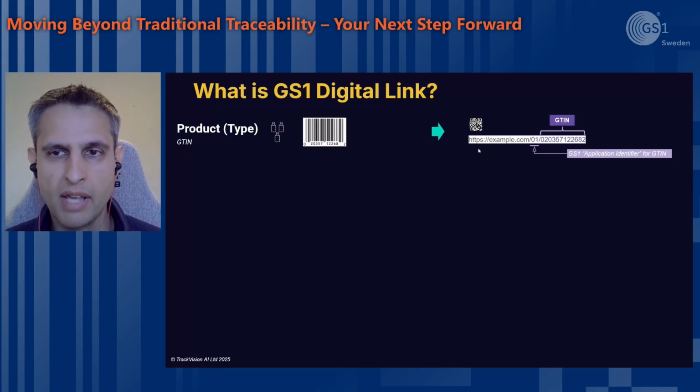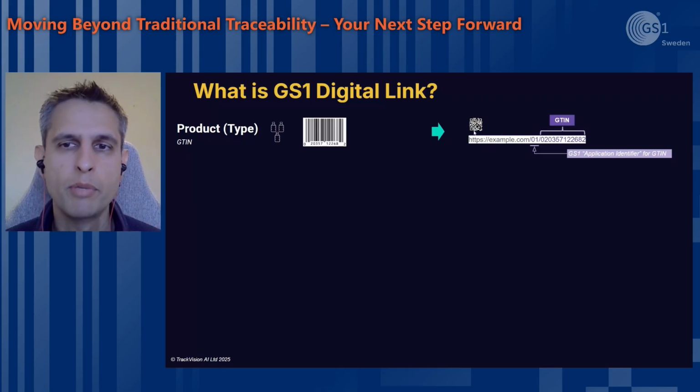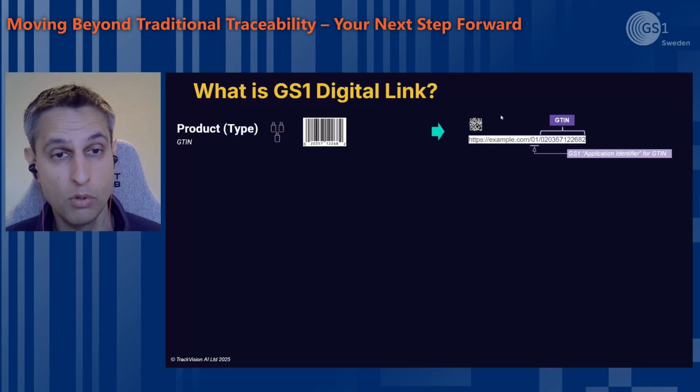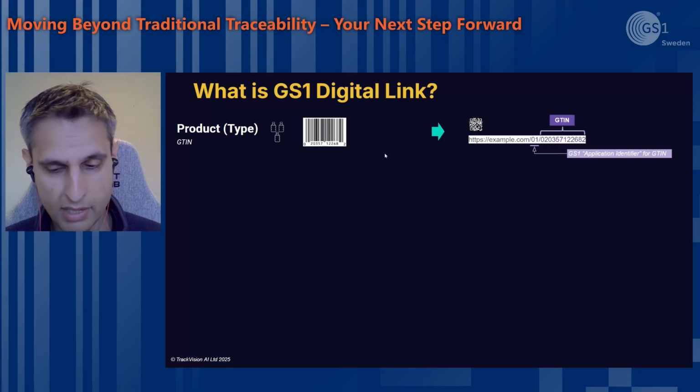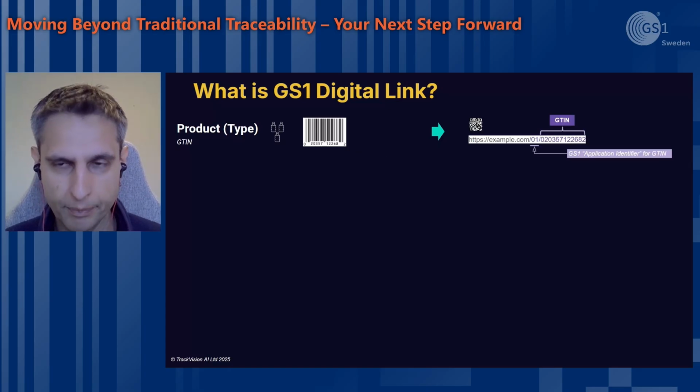We make sure this is a valid web address, and then we can take this whole web address and we can put it inside a QR code, and we can use that as the data carrier that can be placed onto a product or package. And now we can use that instead of the traditional 1D barcode, and we'll see the advantages in a second.